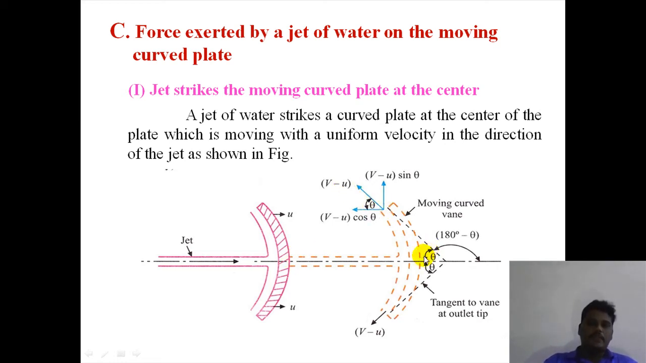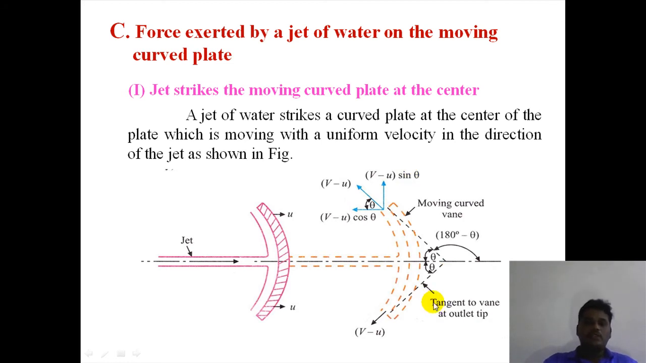Now whenever it makes an angle theta with respect to the x-axis, the parallel component is (v minus u) cos theta, and the perpendicular component of flow is (v minus u) sin theta. Now this angle remains 180 minus theta, which is called the deflection angle. The relative velocity has two components, (v minus u) cos theta as well as (v minus u) sin theta.